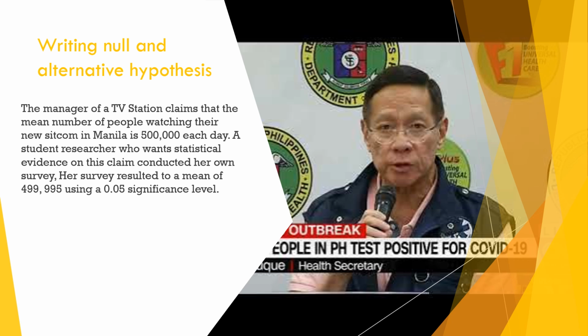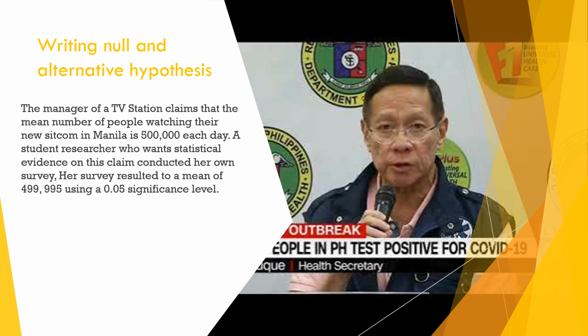Another example in writing null and alternative hypothesis. Again, writing null and alternative hypothesis is the first step in the 7-step hypothesis testing. So, kailangan ma-practice niyo ito. Given the problem, the manager of a TV station claims that the mean number of people watching their new sitcom in Manila is 500,000 each day.